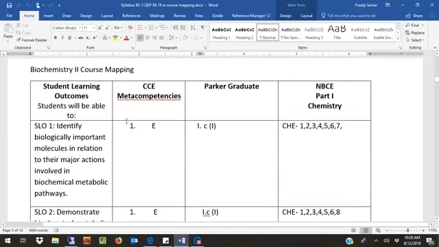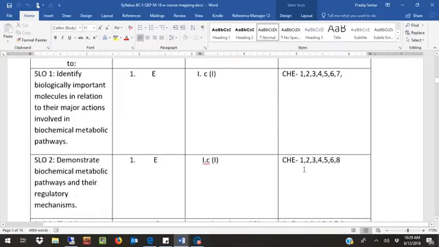Next, we are coming to our biochemistry course mapping. This trimester we have matched our student learning outcomes with the CCE, meta competencies, the Parker graduate focus, and our national board part 1 chemistry with the objectives, how they are linked to each other. You can read these things here.